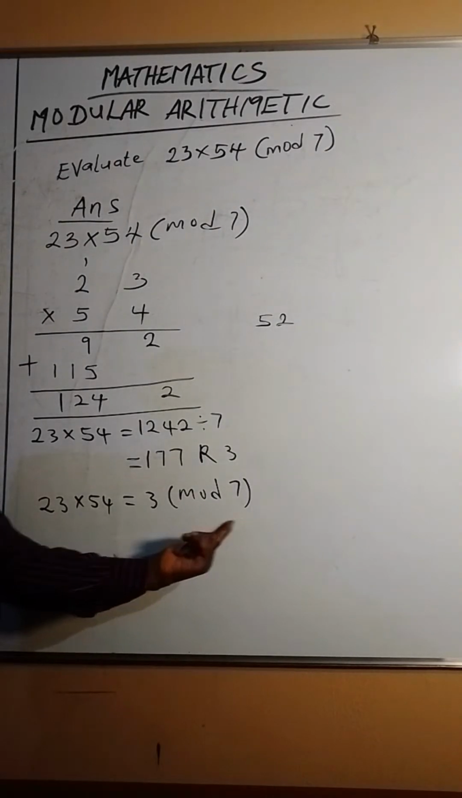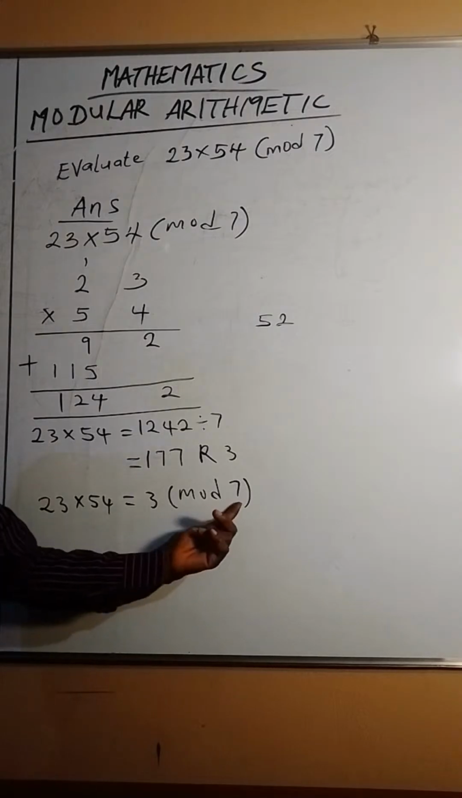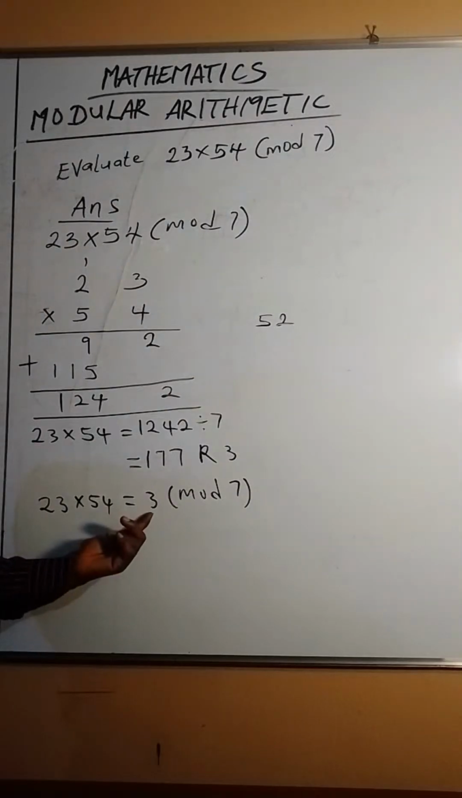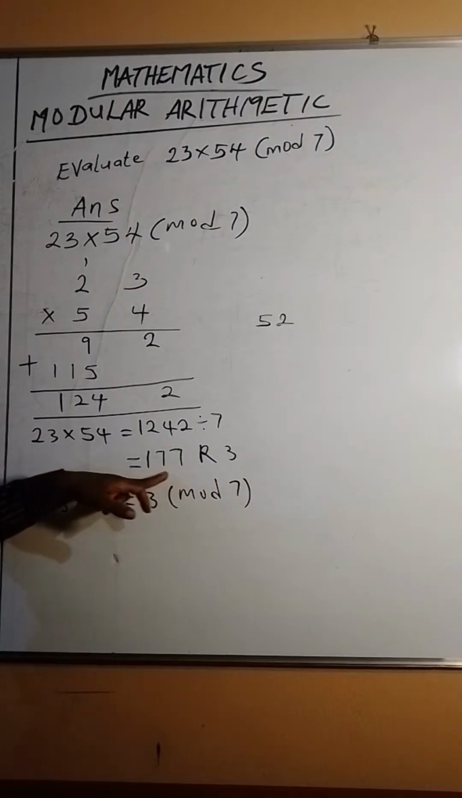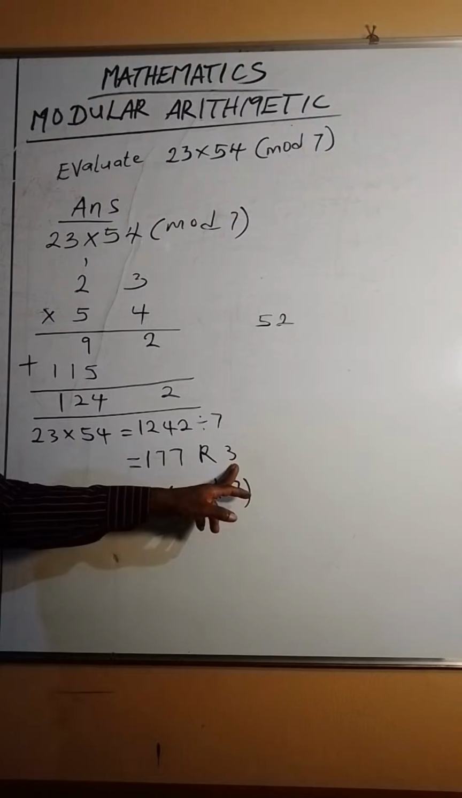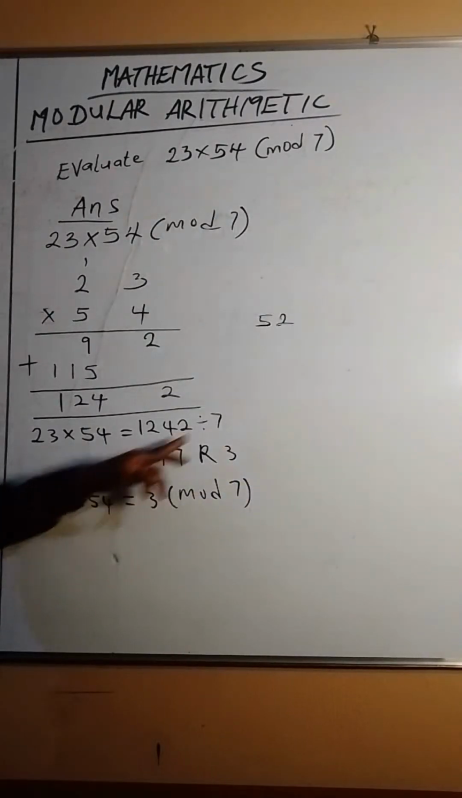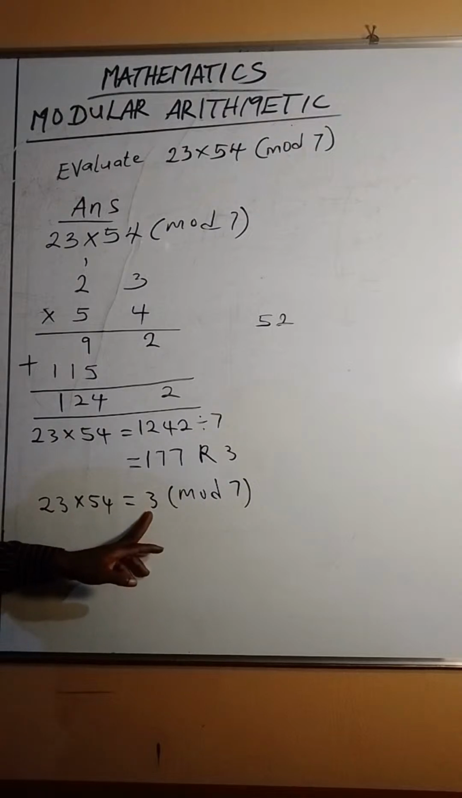It implies that when we divided this answer here by 7, we got 3 as the remainder. Okay, we got 177 and we got 3. So this is not the answer. This is the answer: the remainder is the answer. Please always divide by the given modulus, then write out what remains, and that becomes the answer.